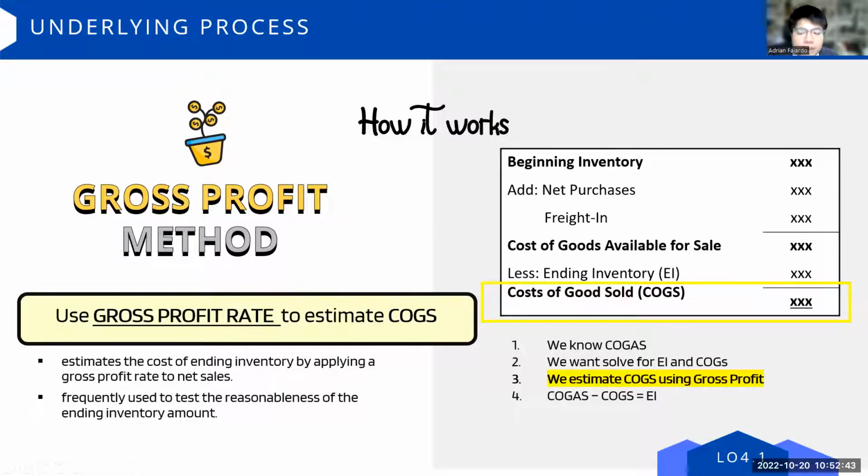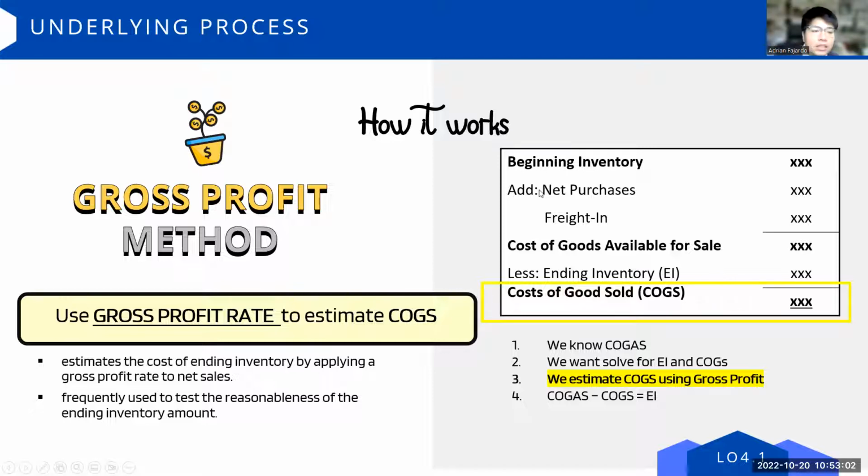So under gross profit method, basically, you know naman yung gross profit rate, right? So we use the gross profit rate to estimate our cost of goods sold. And then once we know our cost of goods sold, then we can subtract it from our cost of goods available for sale to get our ending inventory.